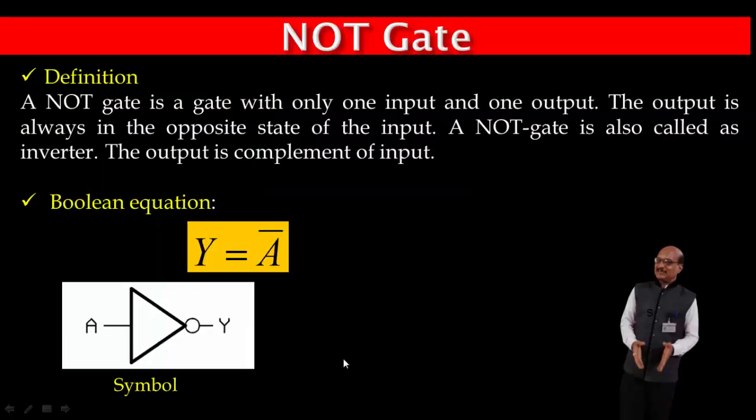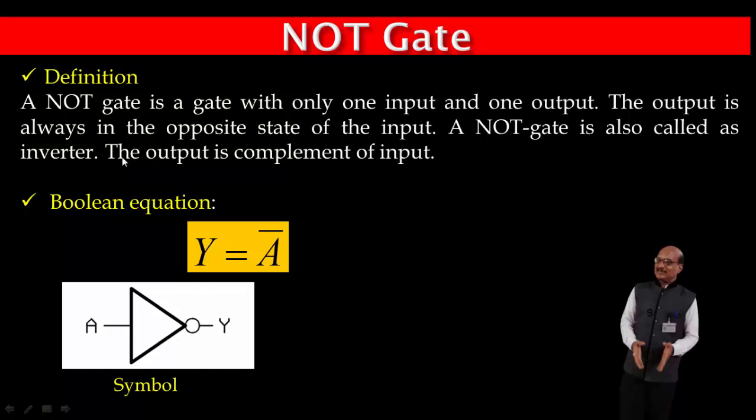Now, let us see one more fundamental or basic gate, that is the NOT gate. What is the definition of a NOT gate? A NOT gate is a gate with only one input and one output. A NOT gate is also called an inverter. Remember, a NOT gate is also called an inverter.